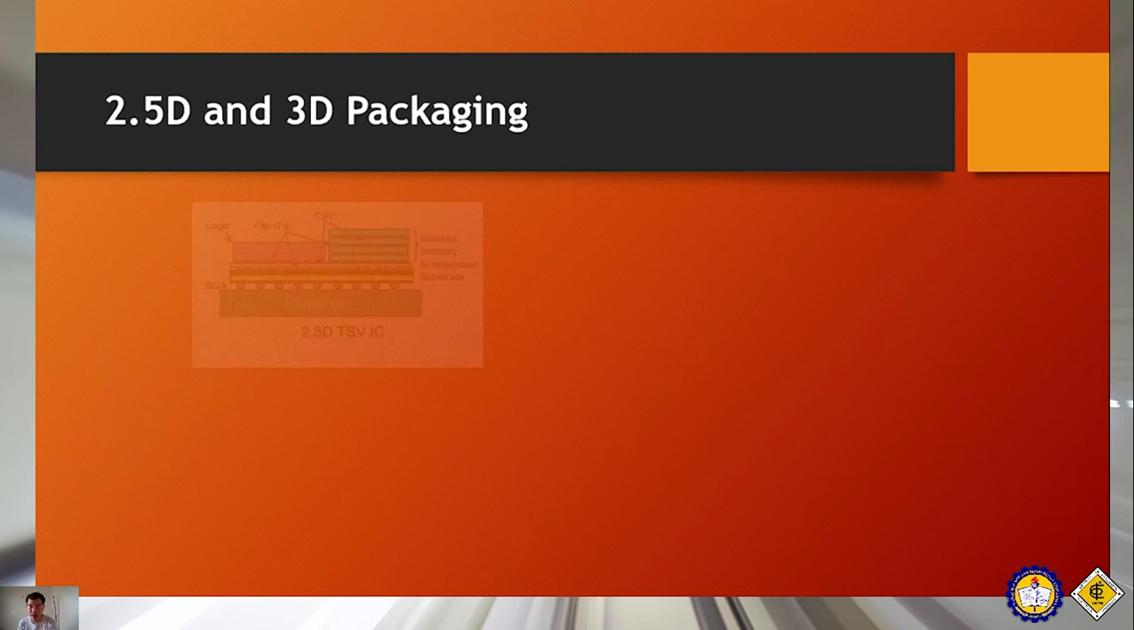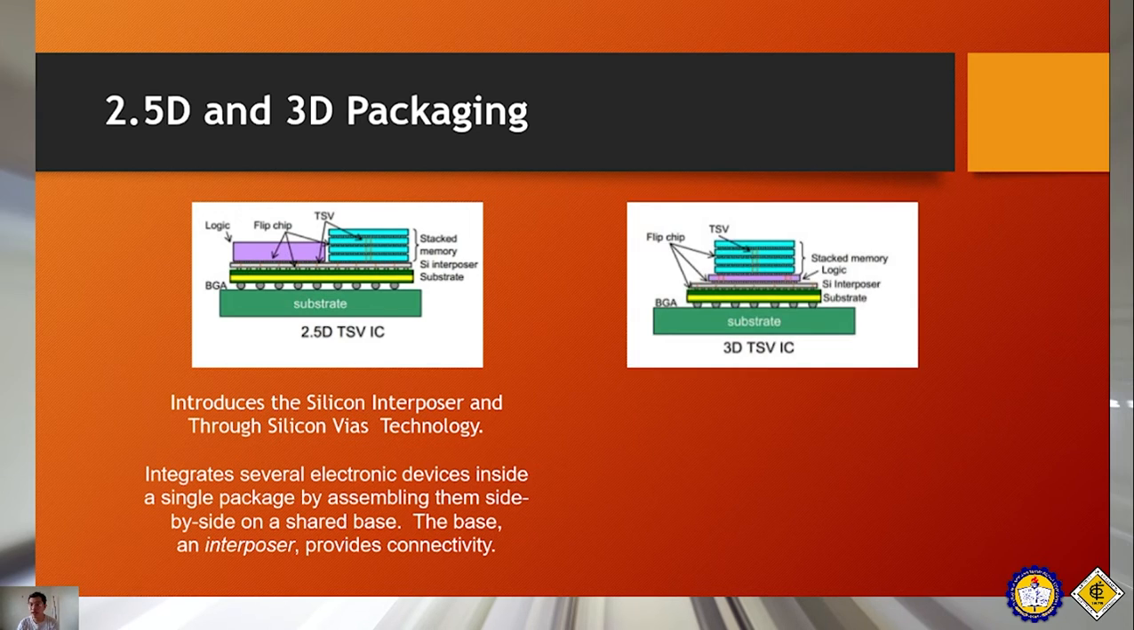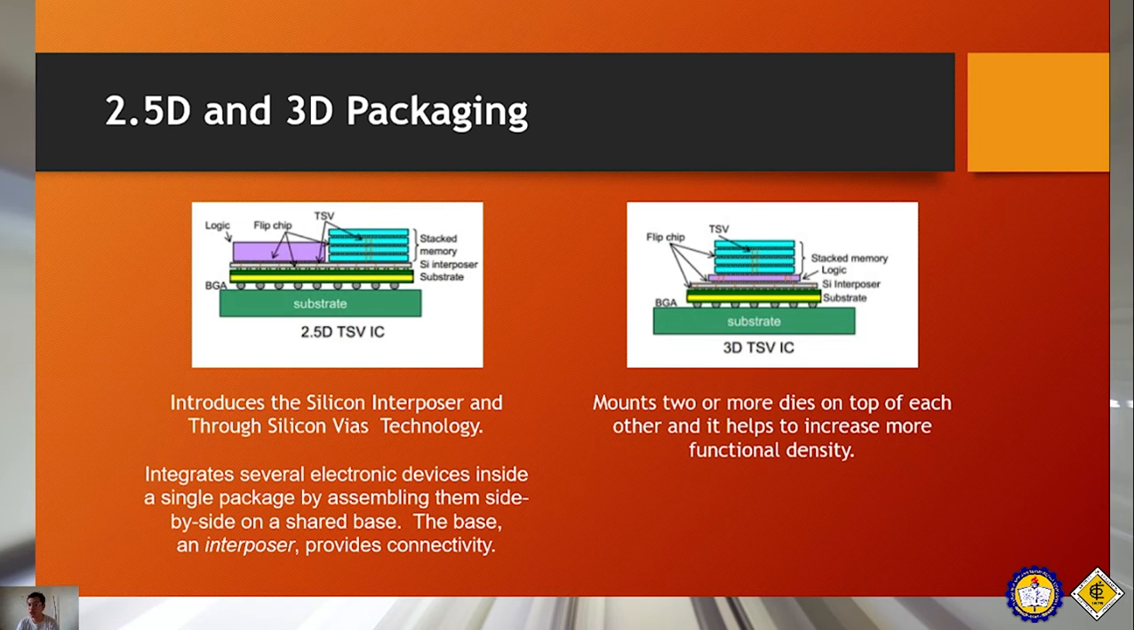Next in line is the 2D and 3D packaging. So 2D introduces the silicon interposer and the through-silicon vias technology. It integrates several electronic devices inside a single package by assembling them side by side on the base, and the base and interposer provide connectivity, while 3D mounts two or more dies on top of each other, and it helps increase functional density. So today, 3D packaging is used in this modern era of packaging, and it has better performance than 2D packaging.